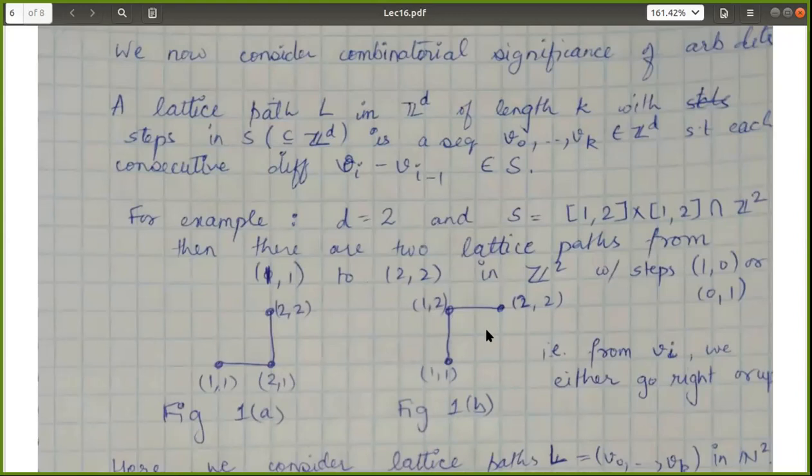So this is an example for a lattice. So things to remember for a lattice: first of all, you need to know which space you're working in, what are your steps, and what is the set S.